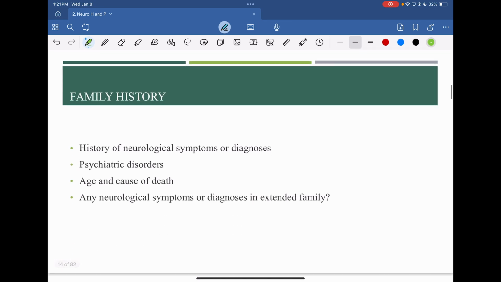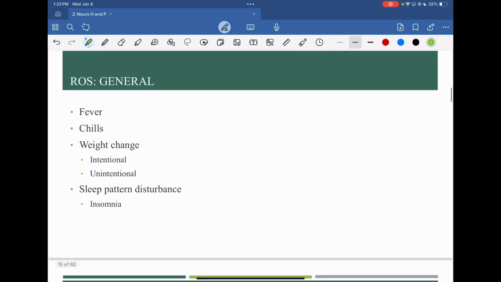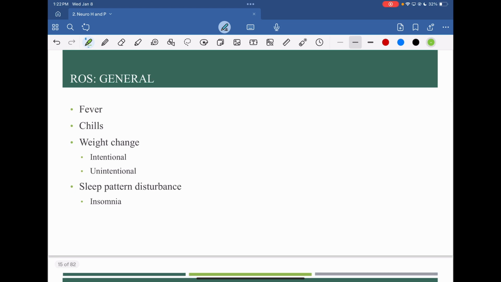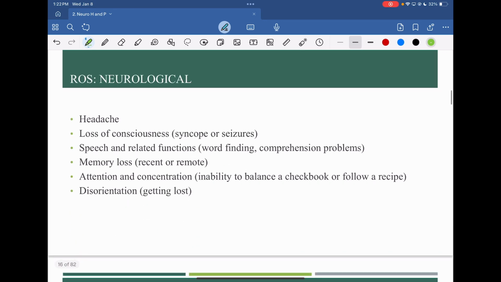Family history, again, any psych issues, any neurological problems in your family, age and cause of death, and obviously any other neurological symptoms. Your ROS general, same things you ask normally, fevers, weight loss, sleep disturbances, and so forth. So these are all the same. Nothing really changes here. This is where we start getting into the neurological stuff that are specific to the complaint that they're here. Headache, any loss of consciousness, syncope or seizures.